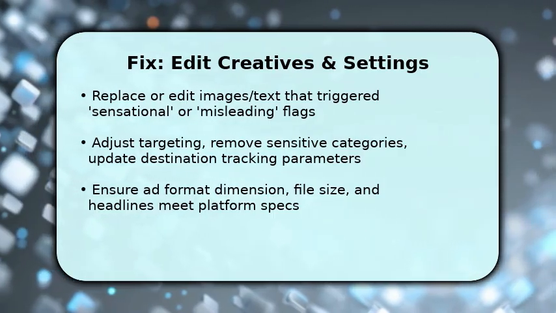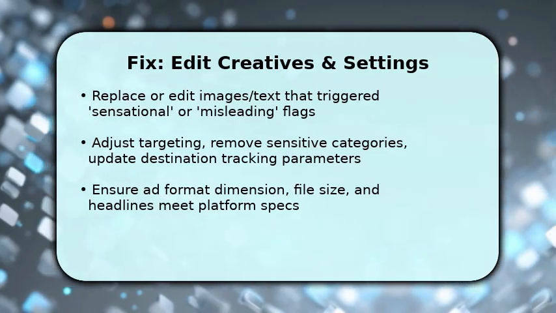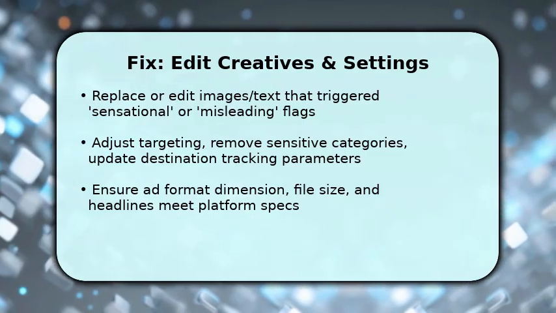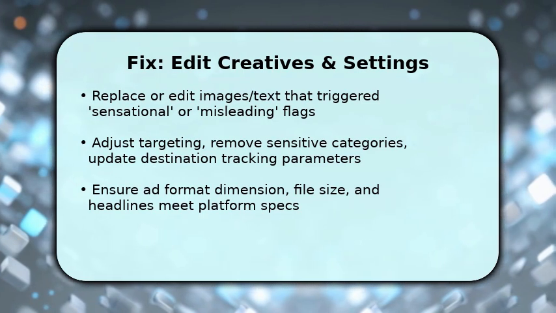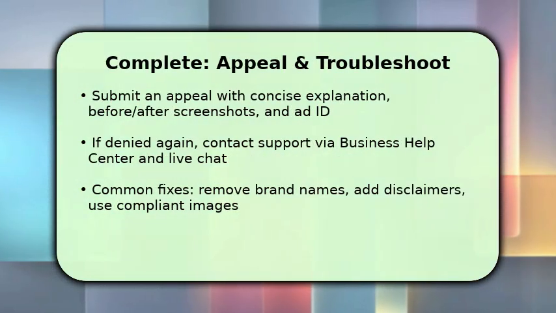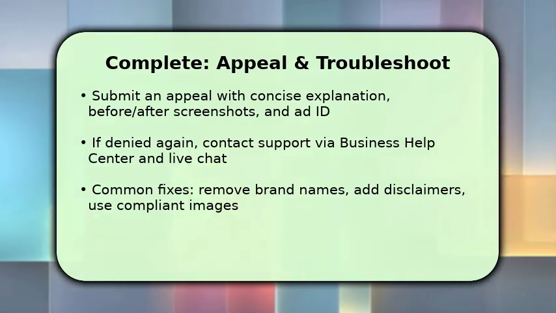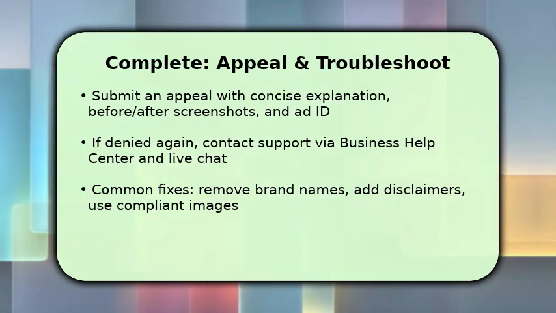Next, confirm destination settings. Remove disallowed landing content, fix broken links, and ensure tracking parameters don't mask final URLs. Also check technical specs, dimensions, file size, and character limits, so after publishing the corrected ad, submit an appeal listing the ad ID, what you changed, and concise evidence like before and after screenshots. Make sure to explain why the edit resolves the policy issue.